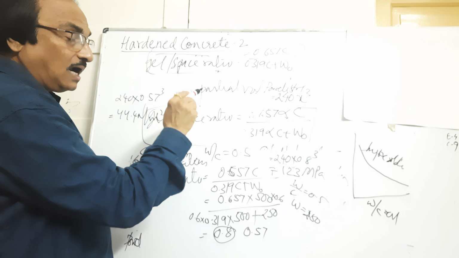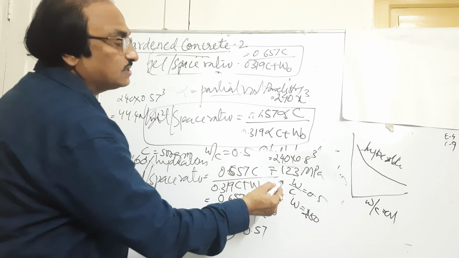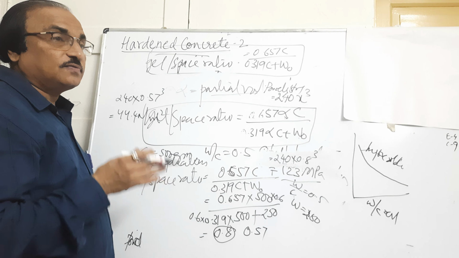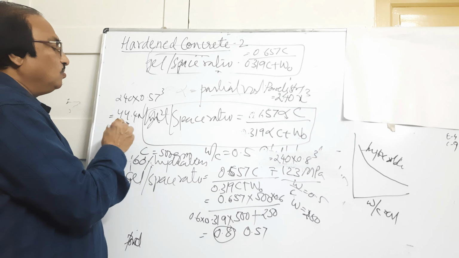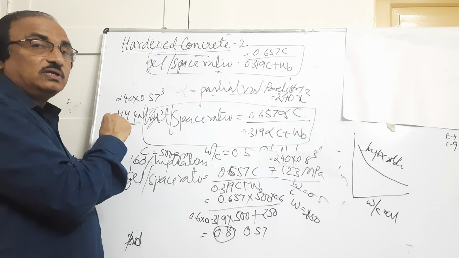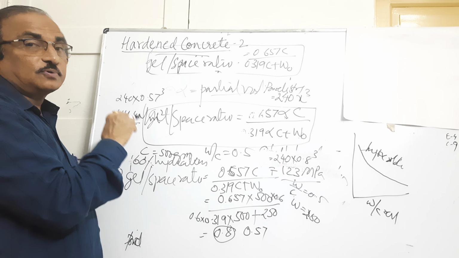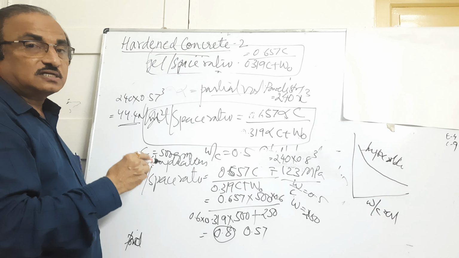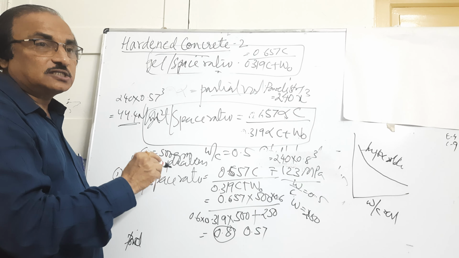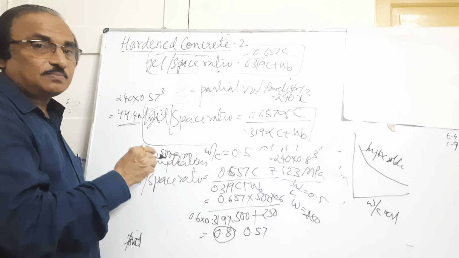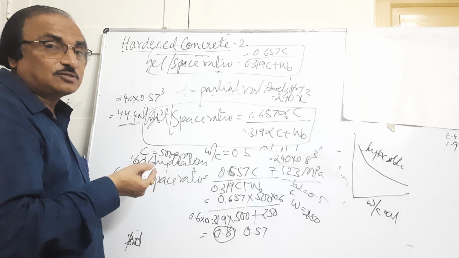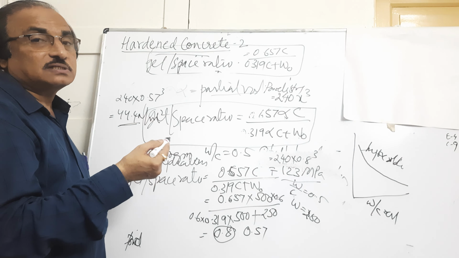See, with 100% hydration we are getting a strength of 123 Newton per mm square. With 60% hydration we are getting only 44.4 Newton per mm square. A considerable fall in the strength is taking place, almost one third, when hydration decreases by 60%. So see that the gel space ratio is as high as possible, when the gel is maximum and the hydration process is maximum.